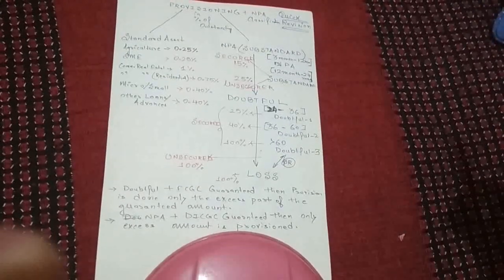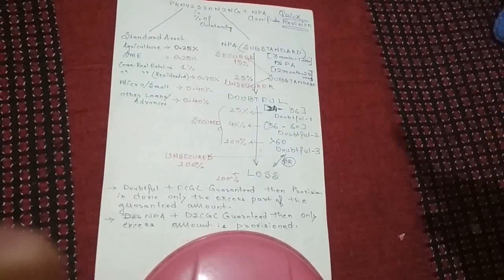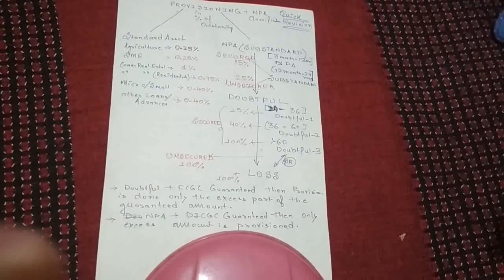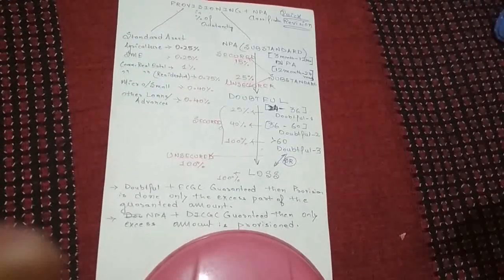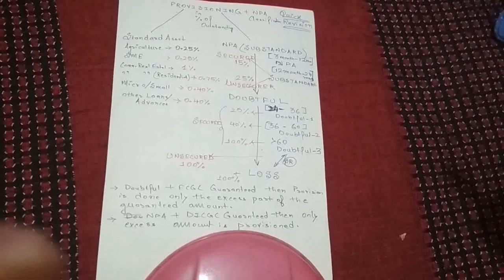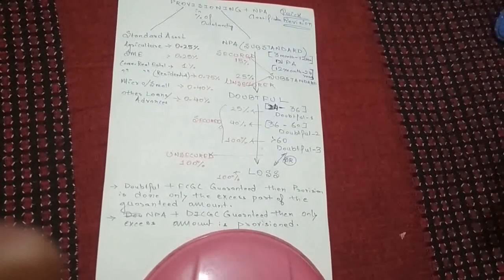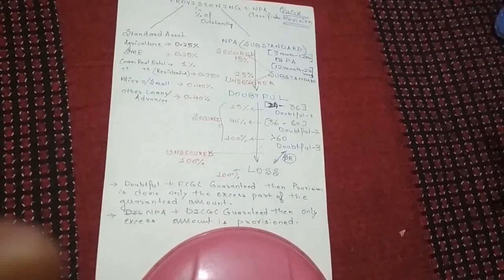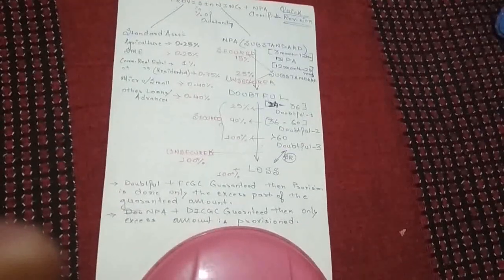Now for agriculture it's 0.25%, small and medium enterprises 0.25%, commercial real estate 1%, commercial real estate residential 0.75%, micro and small industries 0.40%, and other loans and advances 0.40%.